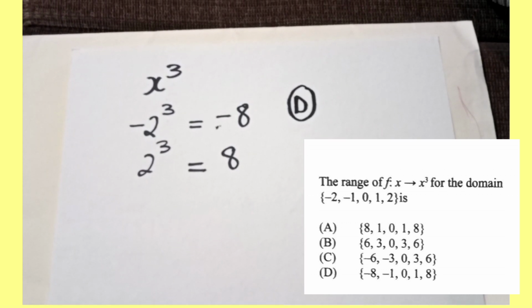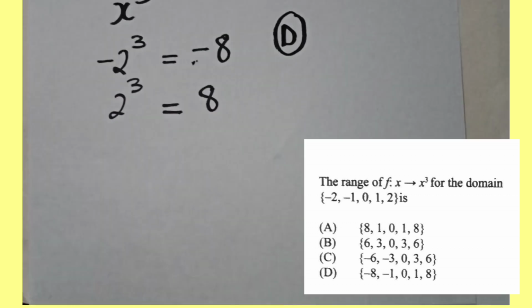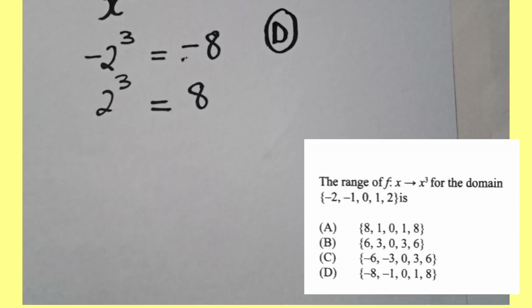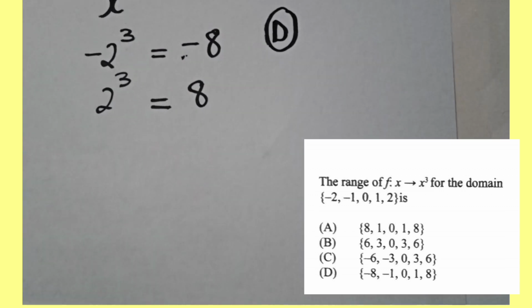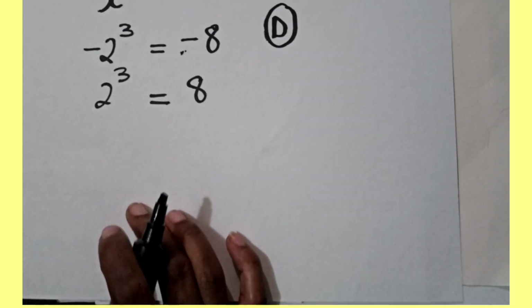And it's definitely D. It couldn't be A because your negative 2 times negative 2 gives you what? Positive 4. Then positive 4 times negative 2 gives you negative 8. So the only option that remains there is D.